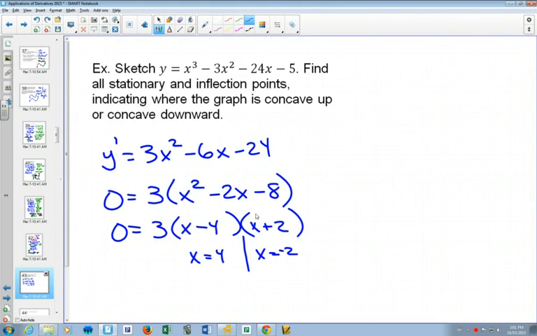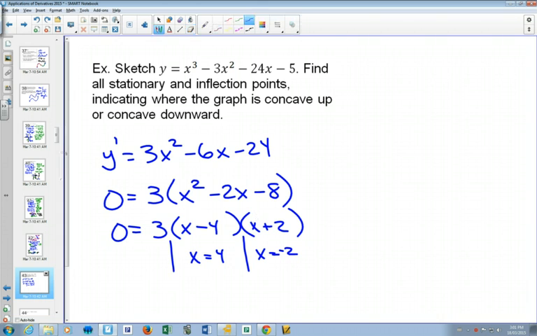Good thing about factoring this 3 out, I saw a number of you thinking, does that mean that here I have another place where I could have a stationary point? But this value out in front, being a 3, is never equal to 0. There's no x out there, so we can't actually add another point to it.